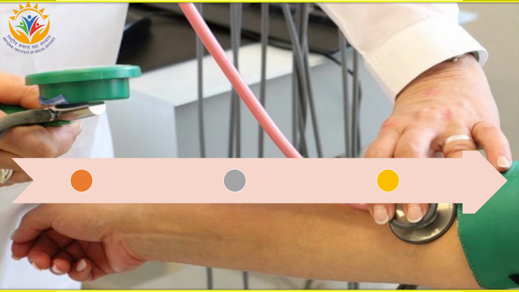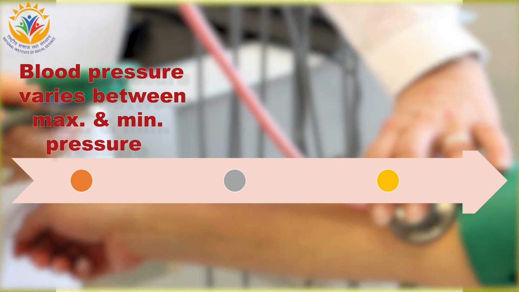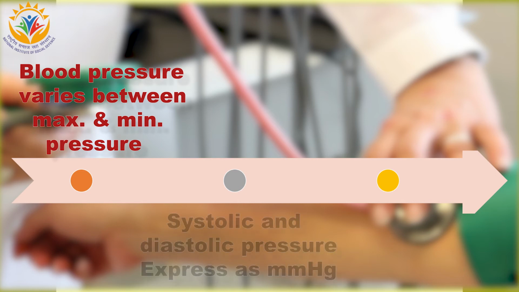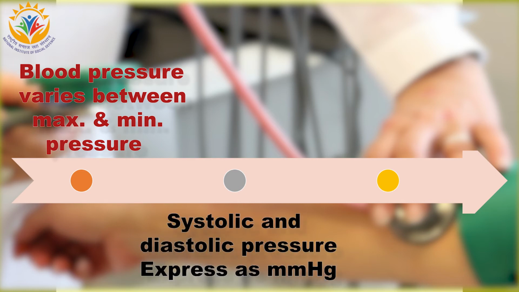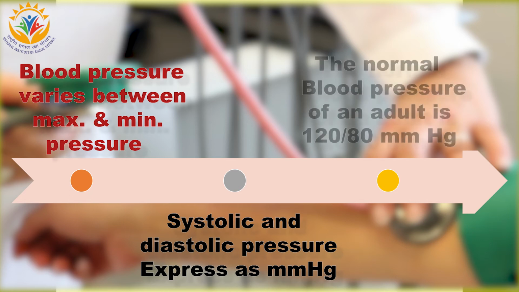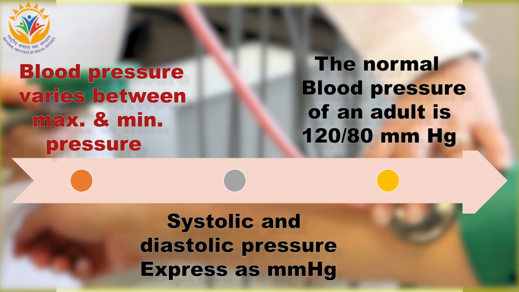During each heartbeat, blood pressure varies between a maximum, that is the systolic, and a minimum, that is the diastolic pressure. A person's blood pressure is usually expressed in terms of systolic and diastolic pressure, in millimeters of mercury. For example, it could be 128 by 83, or 110 by 65, or 145 by 95 mm of Hg. The normal blood pressure of an adult is 120 by 80 mm of Hg. This is the normal reading.